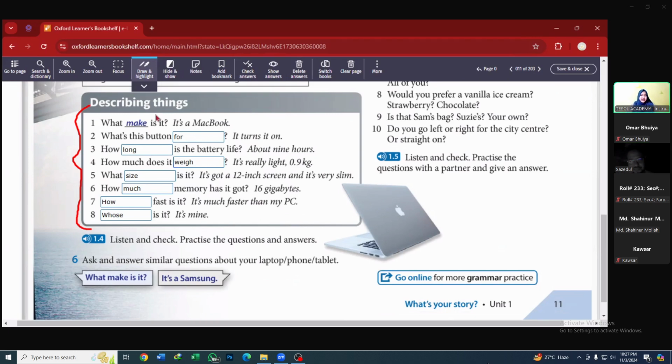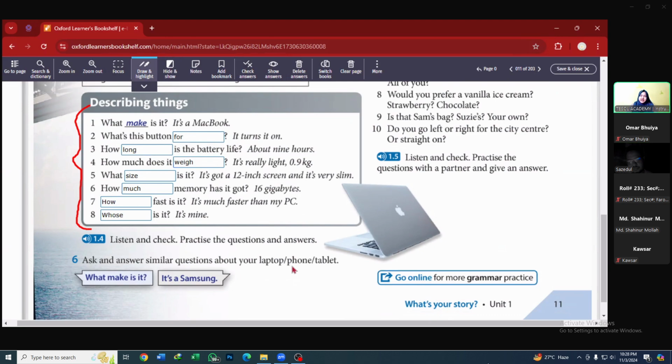Okay, now continue from question number 1. What make is it? It's Samsung. Good. Okay. 2. What's this button for? The side button. Mr. Sajidul, what's this button for? The side button that you have. It turns it on.